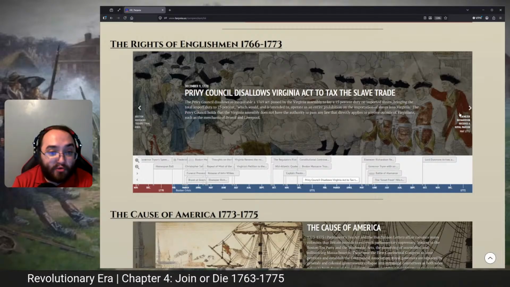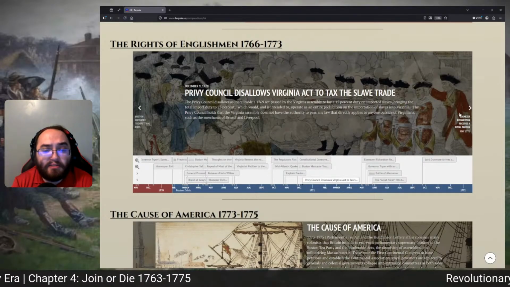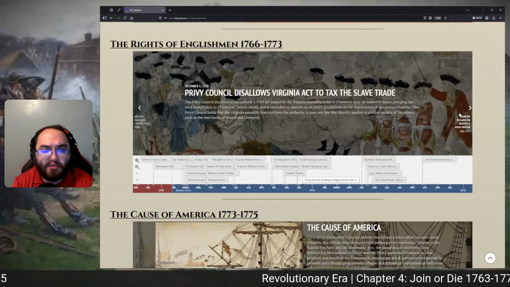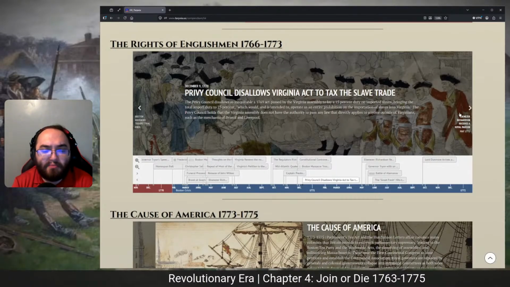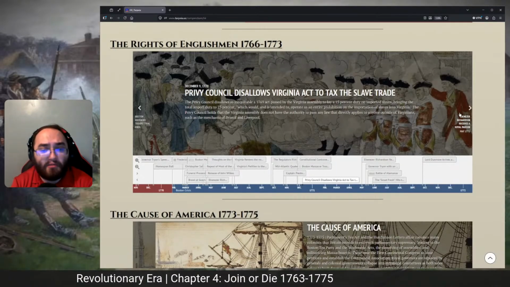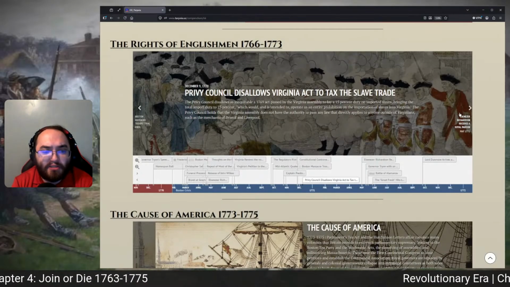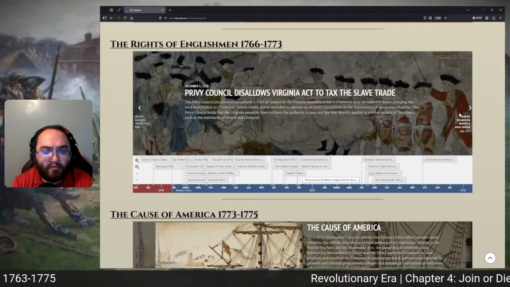which, it's argued by the Privy Council, is intended to operate as an entire prohibition on the importation of slaves into Virginia. The Privy Council holds that the Virginia Assembly does not have the authority to pass any law that directly applies to anyone outside of Virginians, such as the merchants of Bristol and Liverpool.